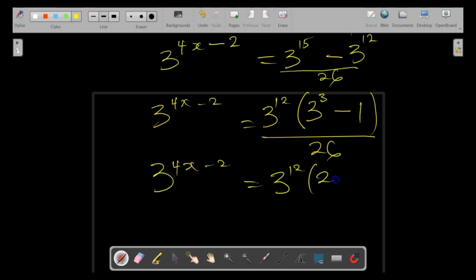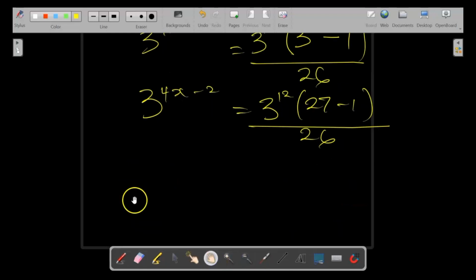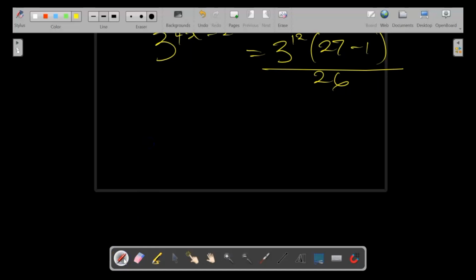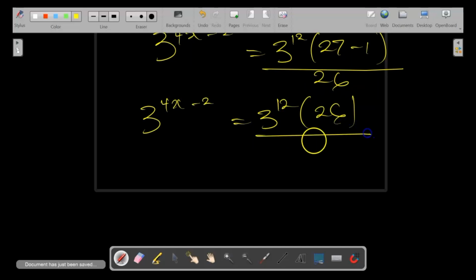Now 3 raised to the power 3 is 27 minus 1, everything over 26. Now 3 raised to the power 4x minus 2 gives us 3 raised to the power 12 into 27 minus 1 is 26 over 26. Therefore, this 26 cancels the other 26. Since the bases are the same, therefore the powers are the same. So we pick the powers to look for the value of x.